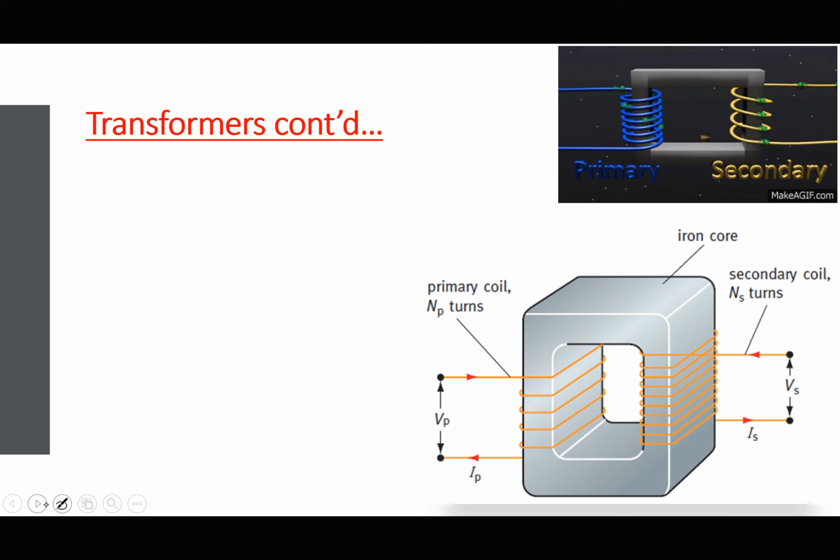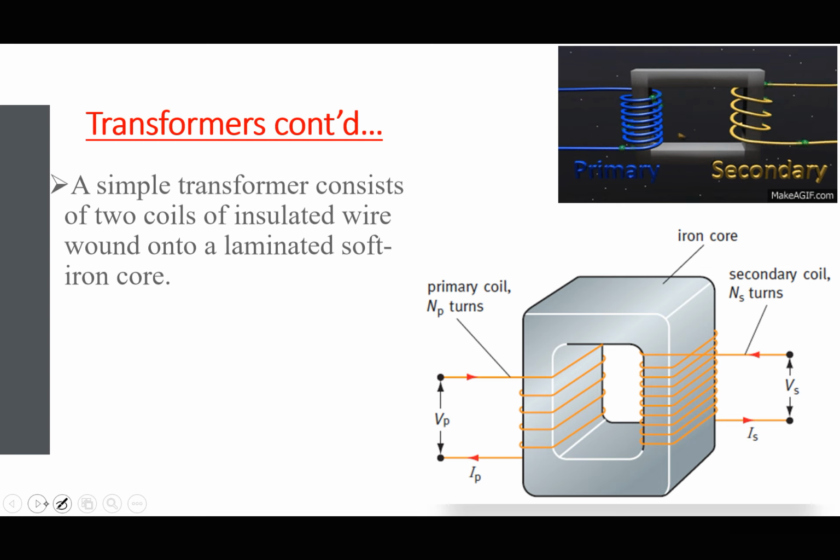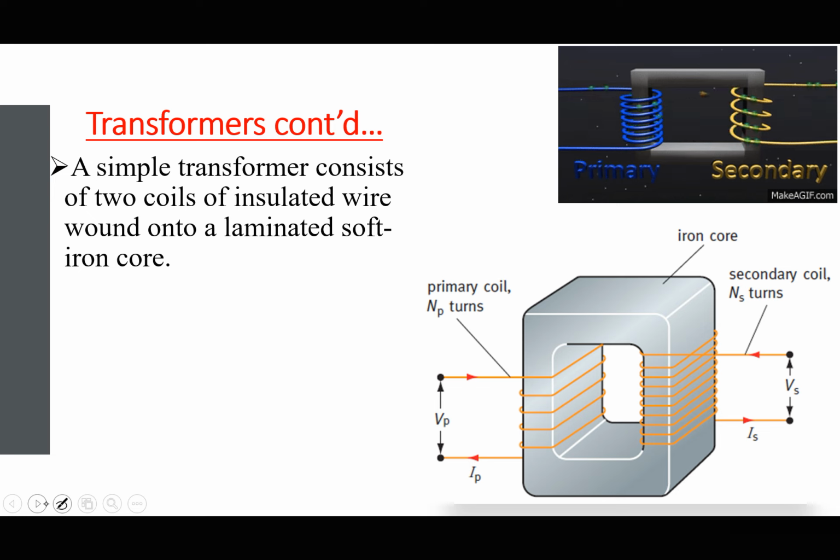To explore more, let me explain this in more detail. A simple transformer consists of two coils of insulated wire, which means there is no direct contact between the metallic soft iron core and the wires which are carrying current. The wires could be copper wires, but they are insulated. One we have called the primary, the other the secondary. Let the number of turns on the primary be NP, and the number of turns of wire on the secondary be NS.